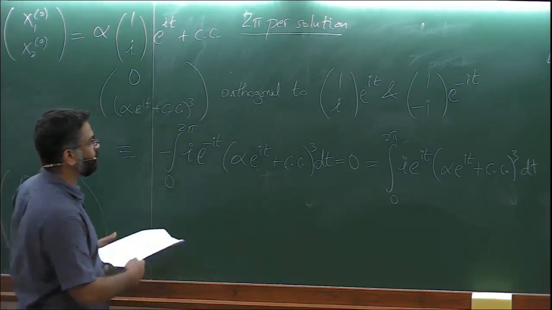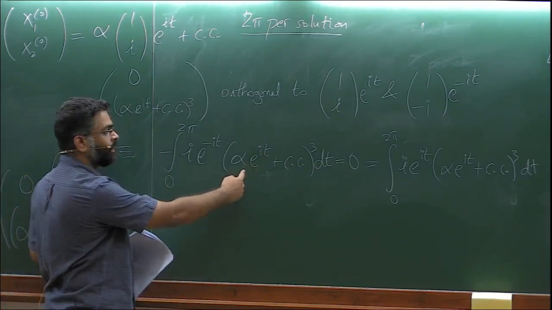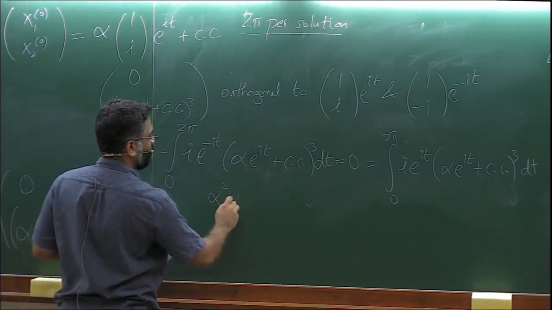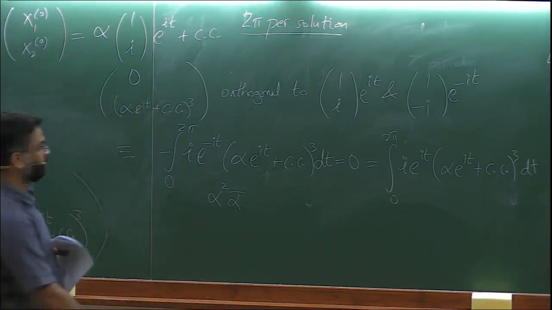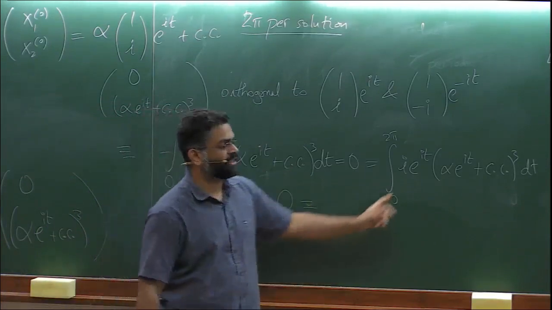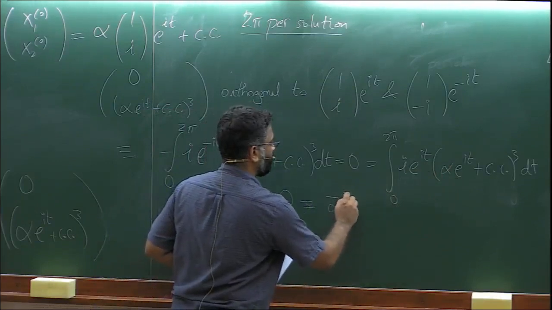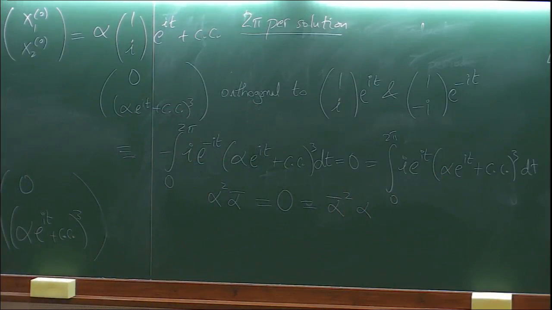So let me just write down what that implies. How would I get e to the it here? I need to take 2 of these and 1 of these. So that's alpha squared alpha complex conjugate. Should equal 0. Play the same game here, but it'll be the other way around. It'll be alpha complex conjugate squared alpha. And you can see the problem. Alpha has to be 0.